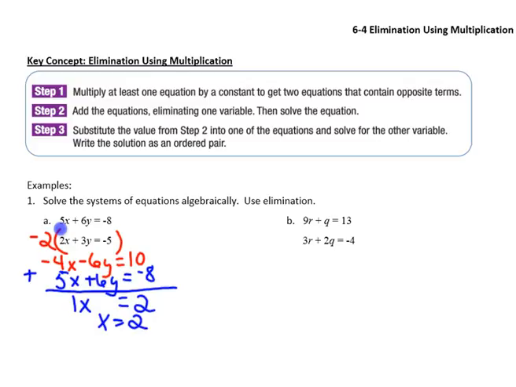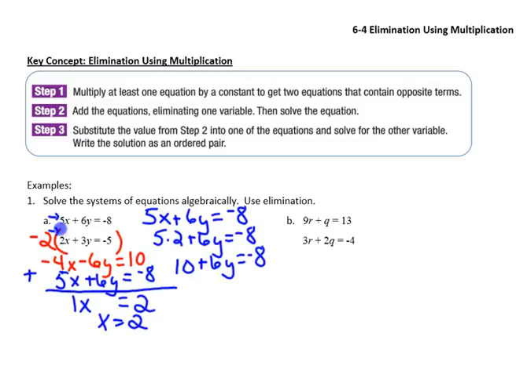So again, now I can go back into one of the original equations. I don't care which one you pick. I'm going to pick the first one just because it comes first. So 5x plus 6y equals -8. I know x is 2, so I'm going to put that in here. So 5 times 2 plus 6y equals -8. 5 times 2 is 10.